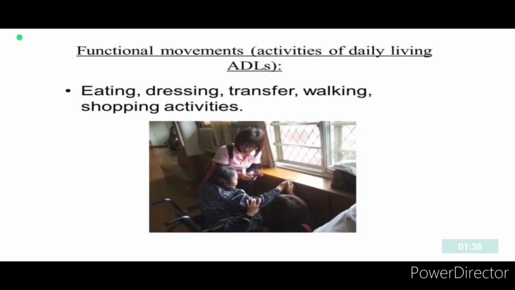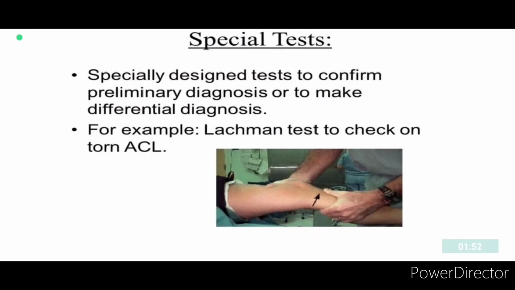Functional movements, activities of daily living, ADL: eating, dressing, transfer, walking, shopping, activities. Special tests. Specially designed tests to confirm preliminary diagnosis or to make differential diagnosis. For example, Lachman test to check for torn anterior cruciate ligament injury, or ACL.